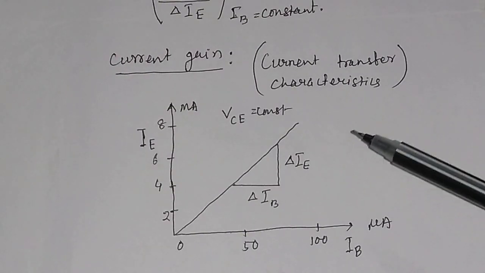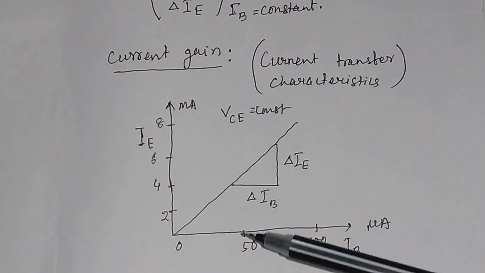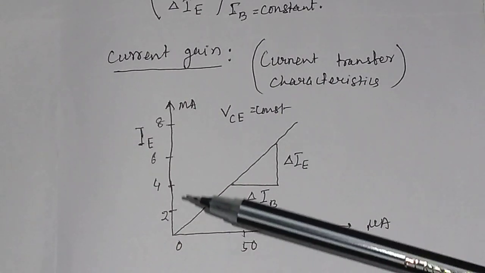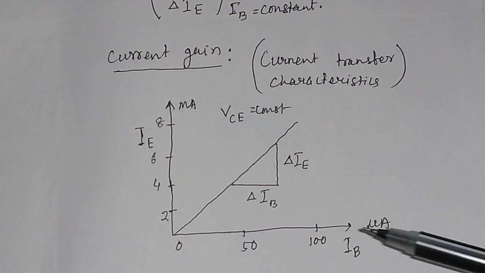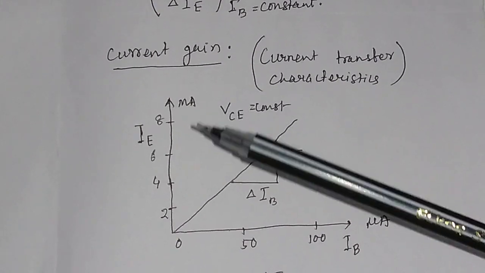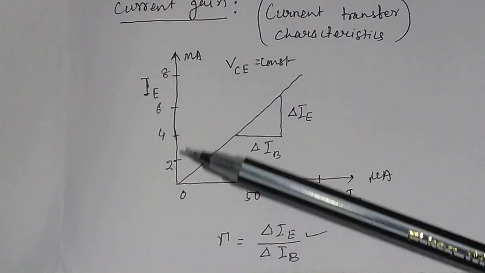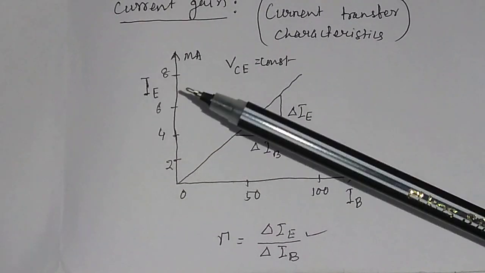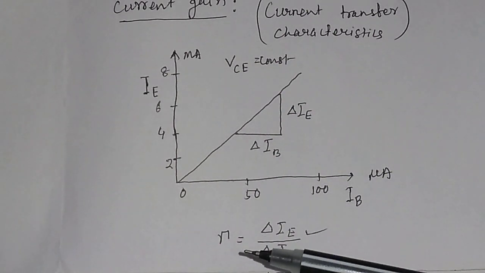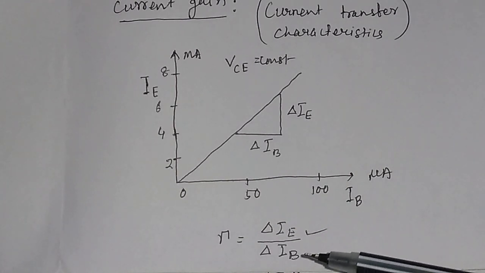And I will find out the current gain. As I have told you, the current gain means you have to plot the graph between input current and output current. Here the input current is your base current and the output current is your emitter current. The base current is of the order of microampere and the emitter current is of the order of milliampere. If you plot a graph between the base current and the emitter current, it will be a straight line, and the slope of this straight line will give you the current gain, that is gamma, which will be equal to delta IE divided by delta IB.